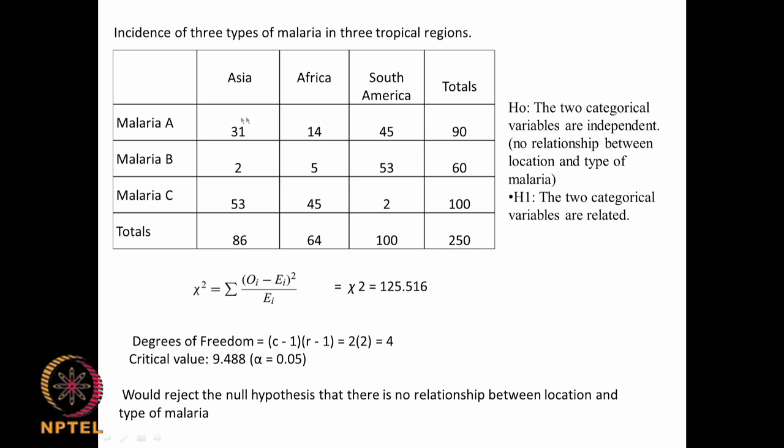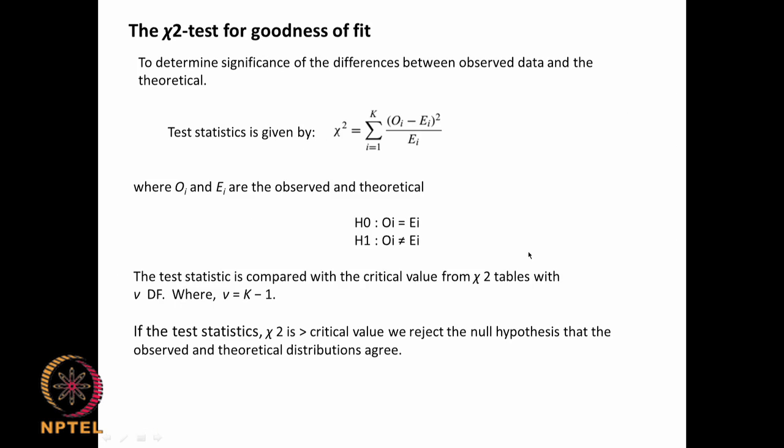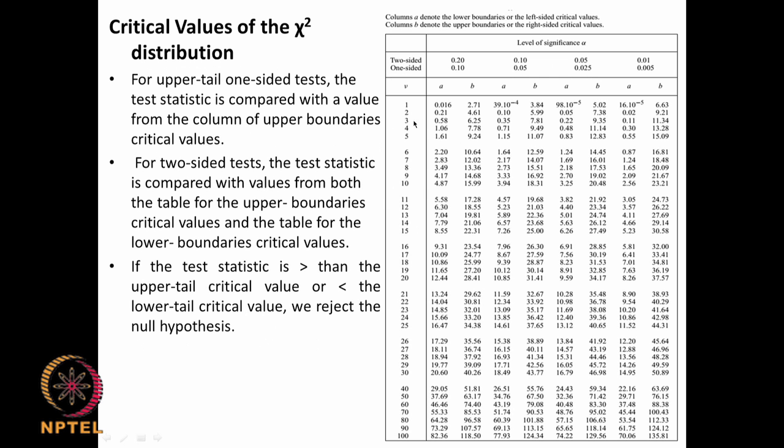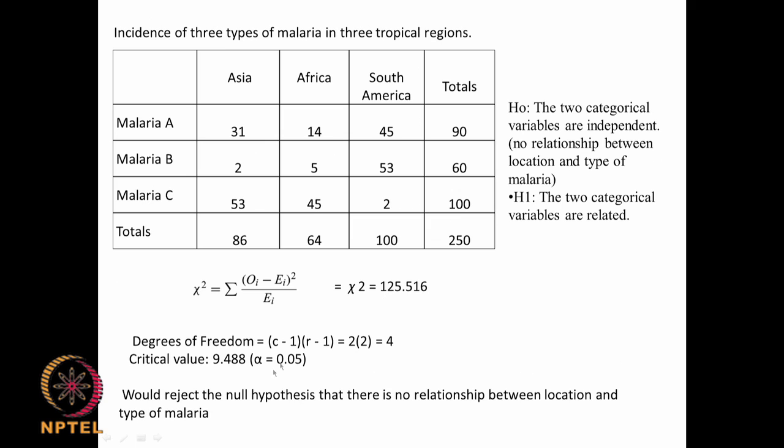And for degrees of freedom, we have 3 continents, so 2 is the degrees of freedom there. There are 3 types of malaria, so 2 is the degrees of freedom for type. So, 2 into 2 is 4. So, we go to 4 degrees of freedom and 95%, okay. So, let us look at the table, 4 degrees of freedom and 95%. So, we get 9.49, yeah, 9.488, okay.